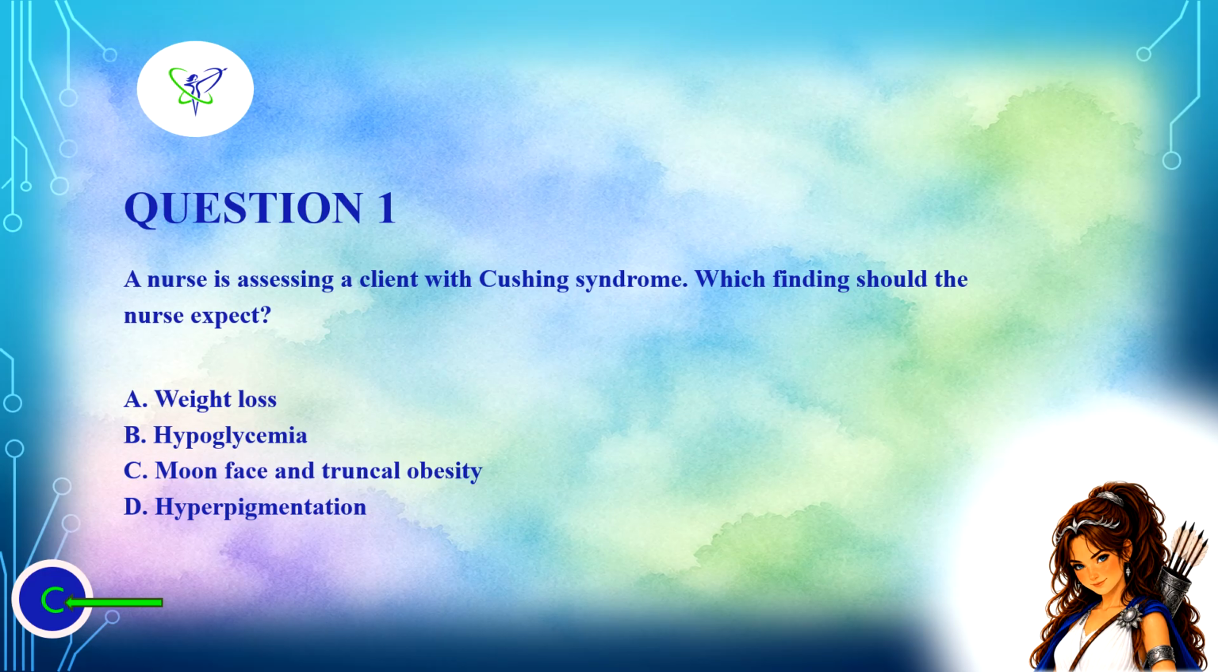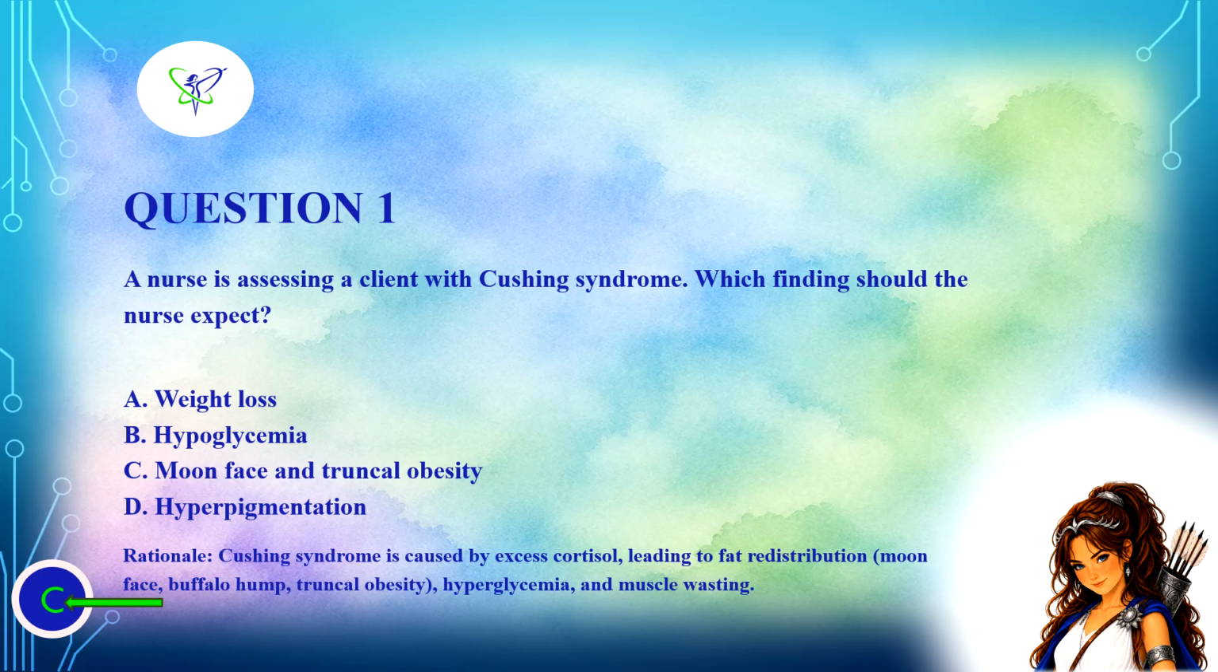And that makes sense because with Cushing, they hold too much glucocorticoid, mineralocorticoid, and sex hormones, whereas you would have the moon face and the truncal obesity. Thanks, Artemis. The rationale for this is Cushing syndrome is caused by excess cortisol leading to fat redistribution, moon face, buffalo hump, and truncal obesity, hyperglycemia, and muscle wasting.